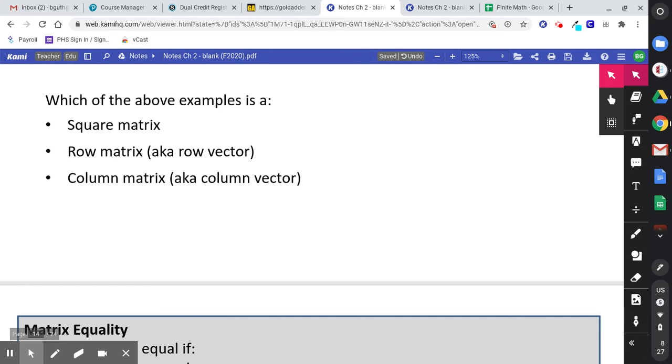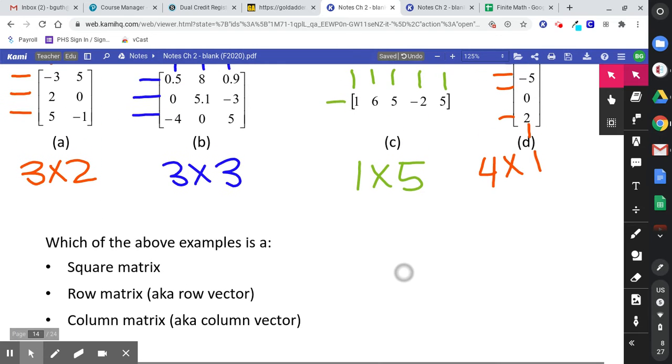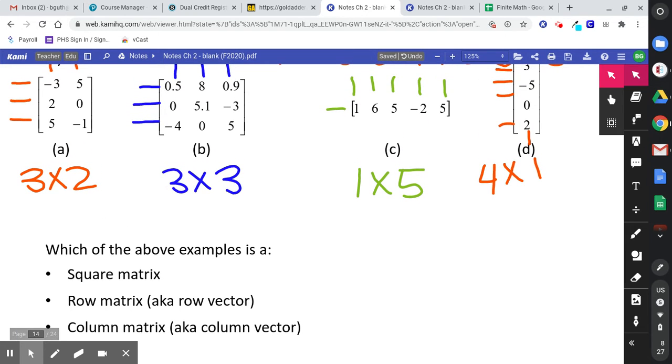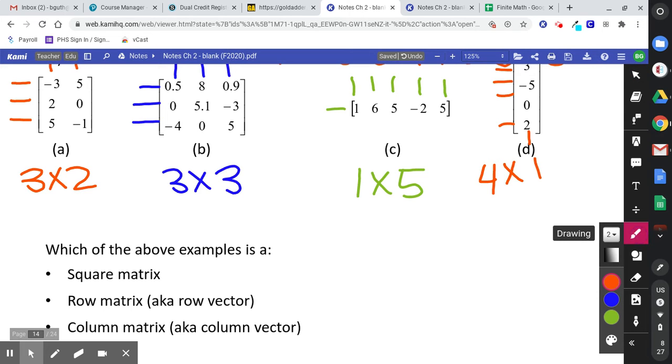Which of the above examples is a square matrix? Okay, well, just common sense there. Which one do you think is a square? Example B, right? Example B, the 3 by 3, because the rows and the columns are the same. It's just like a square. A row matrix or a row vector, well, which one is just a row? Example C. And which one is a column matrix or column vector is the one that's just a column, and that's example D.